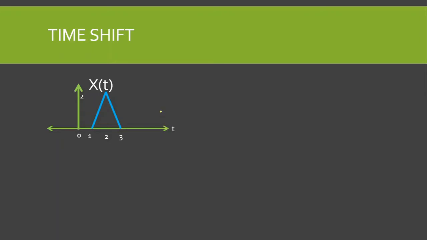Now if I want to shift this signal, for example, I want to plot x of t minus 2. This signal is basically shifted to the right by 2 units. So this signal is delayed by 2 units. If you have a look, here I have 1 which is shifted by 2 to 3, 2 is shifted by 2 again to 4, and 3 is shifted to 5.